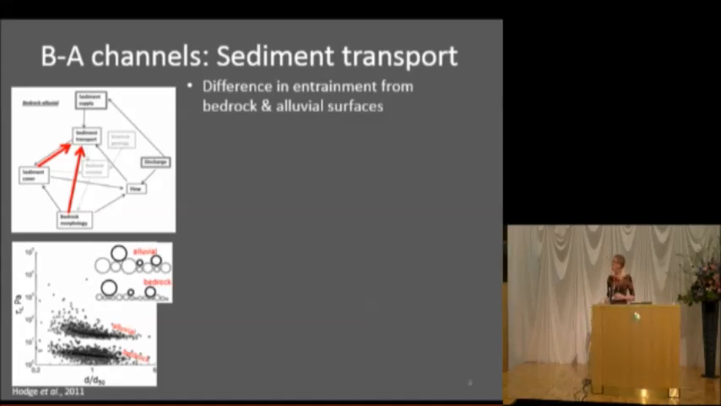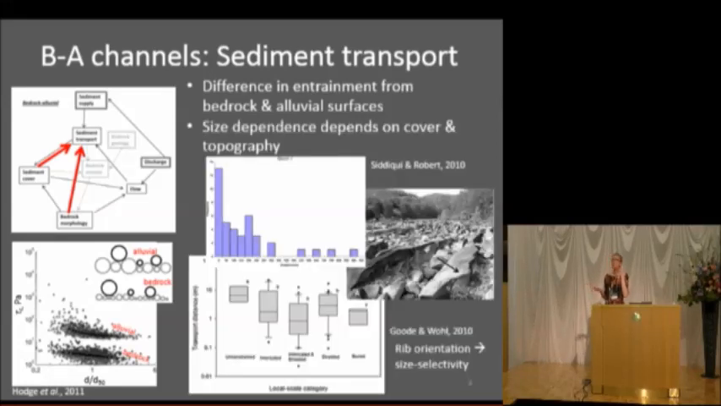We also find that the bedrock morphology can affect both the entrainment of grains and the size selectivity of that transport. So some work by Goody and Wall showed that, again, the location of the grains on the bed in relation to these bedrock ribs determined how easily those grains were entrained, and the orientation of the ribs also determined whether or not that entrainment was size selective. Siddiqui and Robert have also demonstrated that in a bedrock alluvial river with quite high sediment cover, you do get size-dependent sediment transport, much as you would expect to see in an alluvial system.